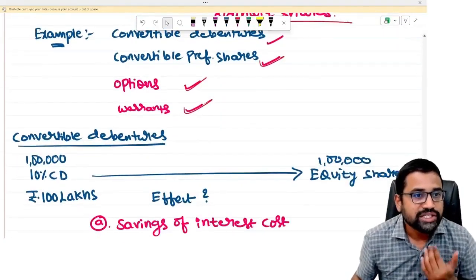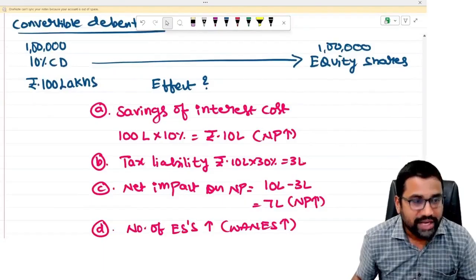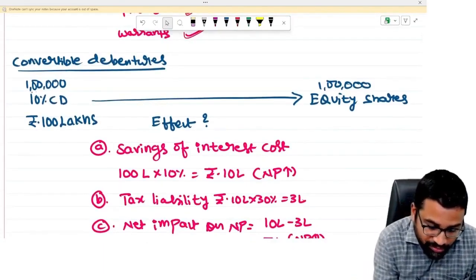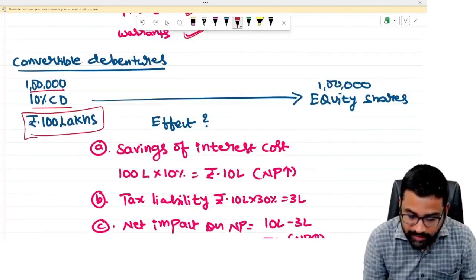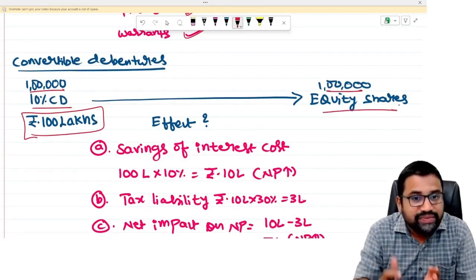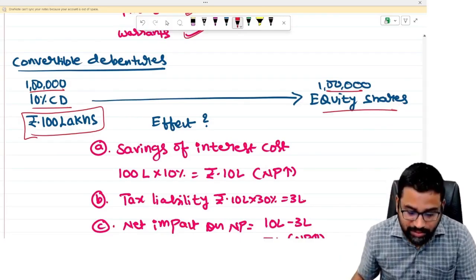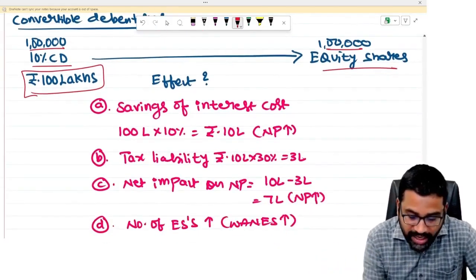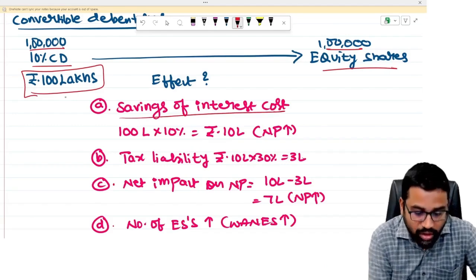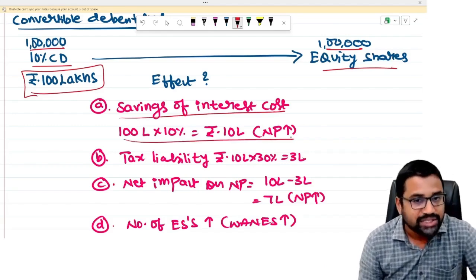Now convertible debentures, convertible preference shares, options, warrants. For example, see convertible debentures, 10% convertible debentures, 100 lakhs is there. Okay. Suppose I convert them. Suppose these are converted into equity shares, what will be the effect? Tell me. Suppose if debentures are converted into equity shares, I can save interest cost on this 100 lakhs. Suppose 10%, 10 lakhs interest cost is saved.